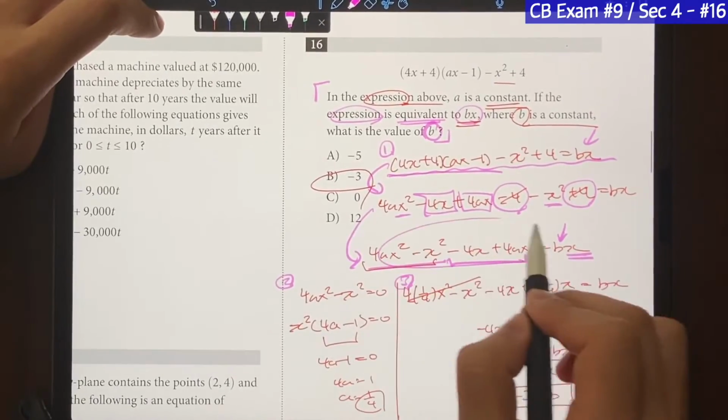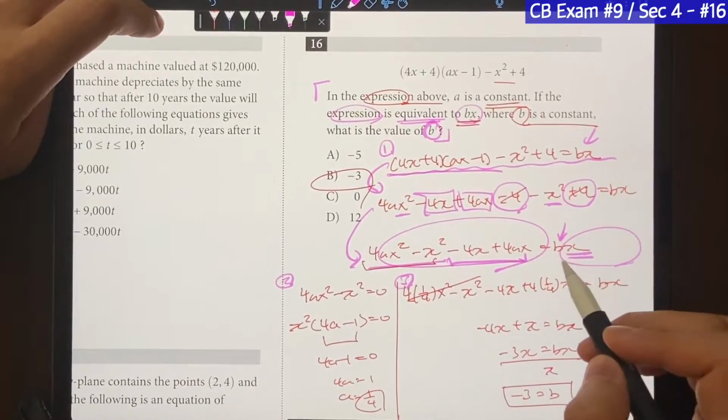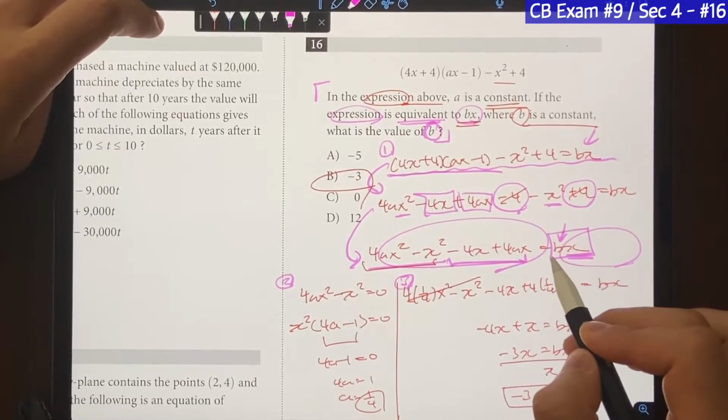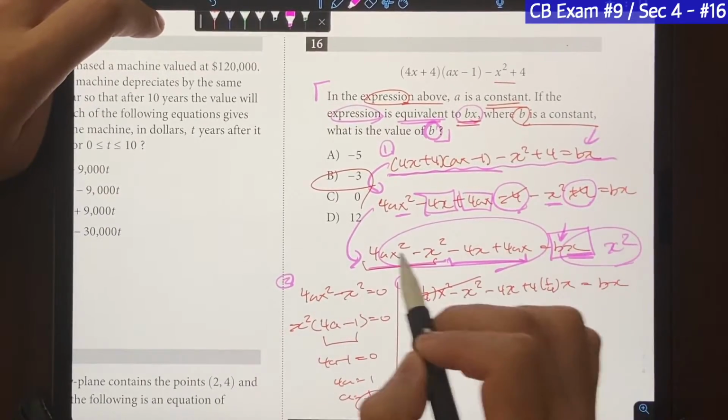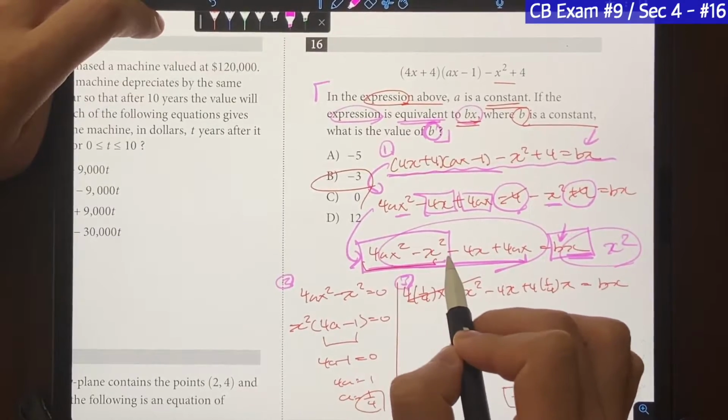And you see how the left side has to be the same as the right side. And on the right side, there is only bx. There's not a thing like x squared. That means any terms with x squared in it, dude, they gotta go.